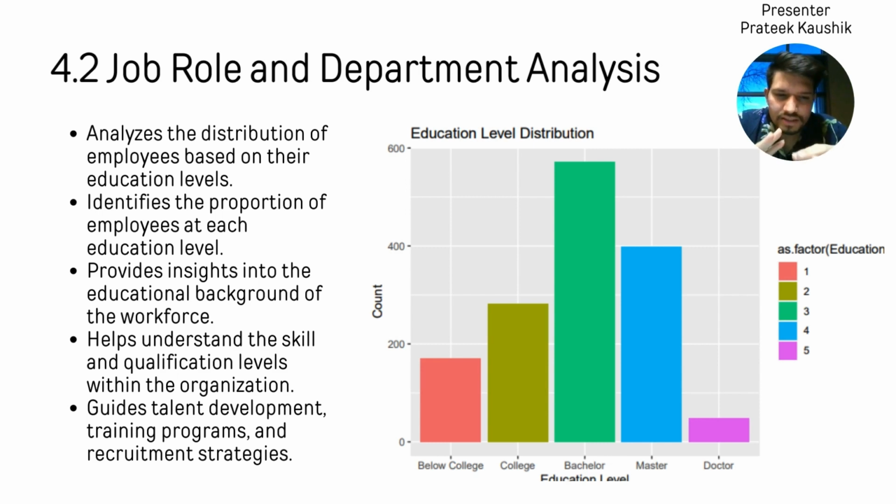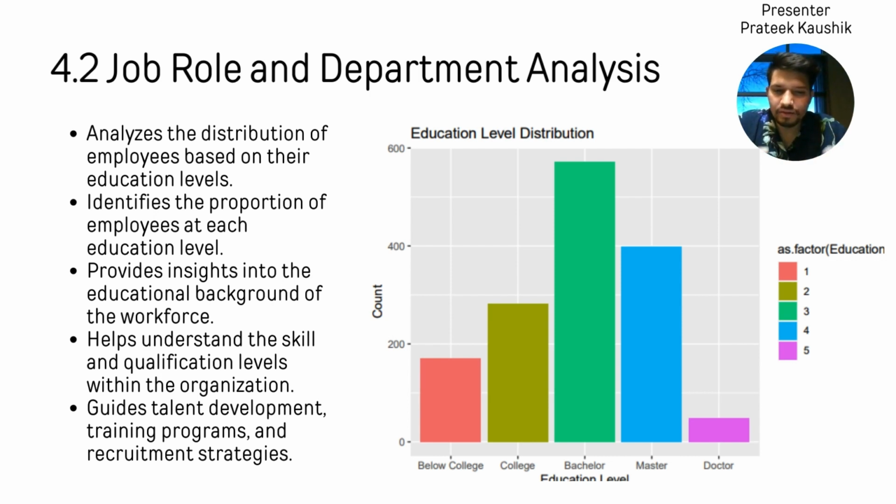The most common roles are sales executive and research scientist, indicating that these areas are central to the company's operations. On the other hand, roles like human resources and healthcare representative have fewer employees, suggesting a more specialized or niche requirement in these areas. Basically, this suggests that sales activities and research initiatives are key operational pillars for the company, and conversely, roles such as human resources, commonly known as HR, and healthcare representative are less common, indicating a specialized or limited requirement within these areas.